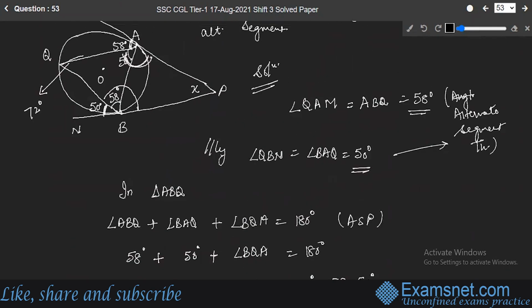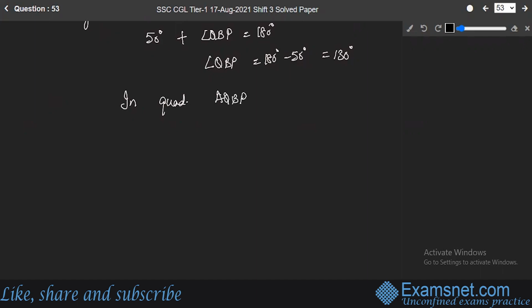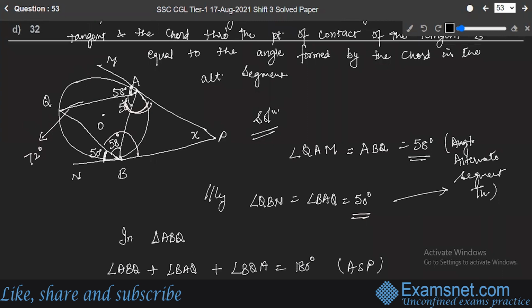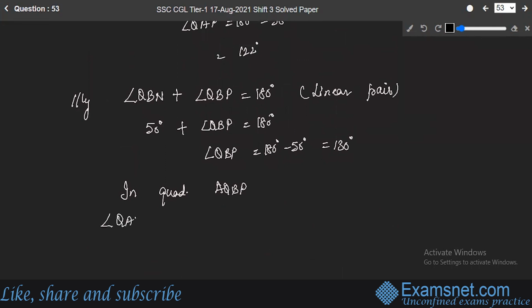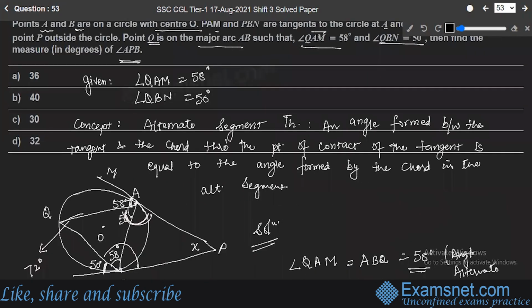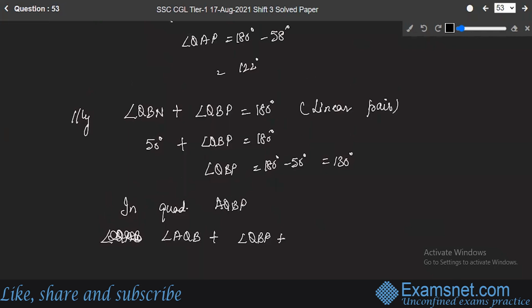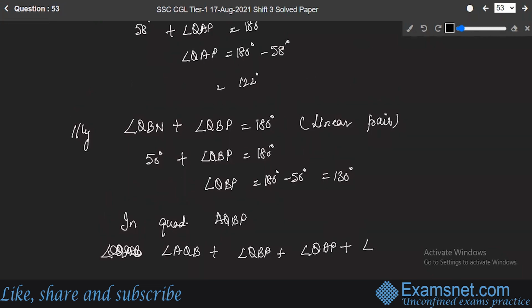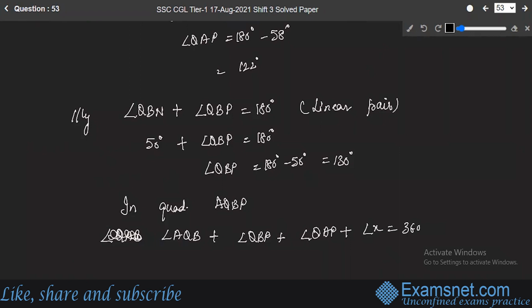Right. Now consider this quadrilateral AQBP. In quadrilateral AQBP, the sum of all these angles, see, AQB, not QAB, it is AQB, plus QBP plus QAP plus this angle, we assume this to be X. Now I'm simply writing this as X only. Because they are all the angles of a quadrilateral, the sum of the angles is equal to 360 degrees.